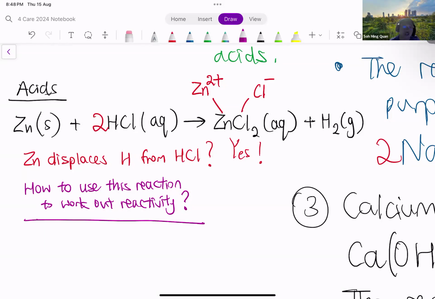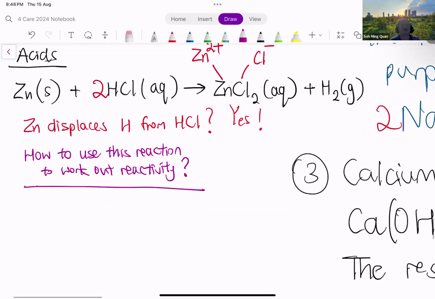This can be measured. So how then do you measure the speed of this reaction? Now we go back to the concept of speed of a reaction. How would you measure the speed of this particular reaction between zinc and HCl? Of course, one very good way of measuring the speed of reaction is to measure the volume of gas given off. How would you measure volume of gas? To measure volume of gas given off, we use a gas syringe.